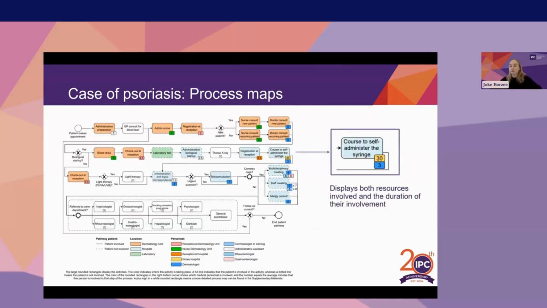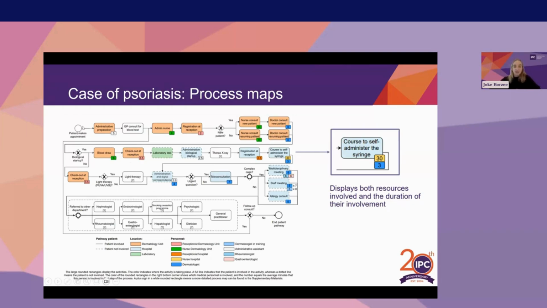So this is an example of a process map that we developed specifically for a consult within the dermatology department. How it can be looked at is that each box represents a different step within the pathway. The color displays where it's taking place. And the box at the right bottom, the color represents the personnel that is involved, while the number inside the box gives an idea of how long that resource is involved.